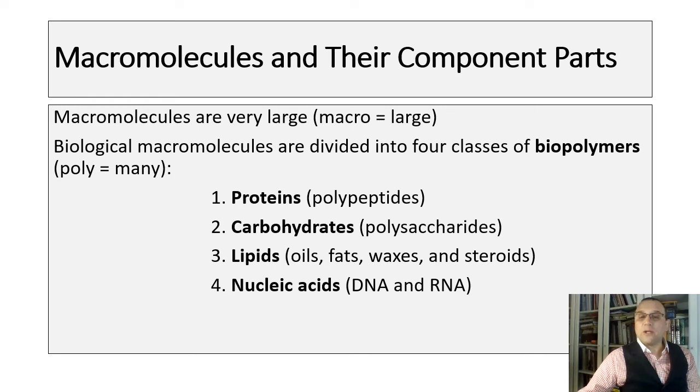Number 1, protein, another word for proteins, polypeptides. You see, polypeptides, many peptides together, or many amino acids together. Proteins are made of amino acids. Carbohydrates, polysaccharides. Saccharide means sugar. Poly, many. So carbohydrates are made of many simple sugars.